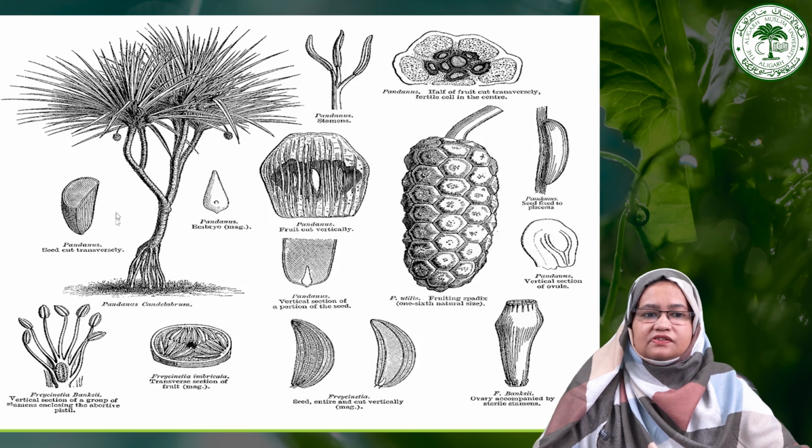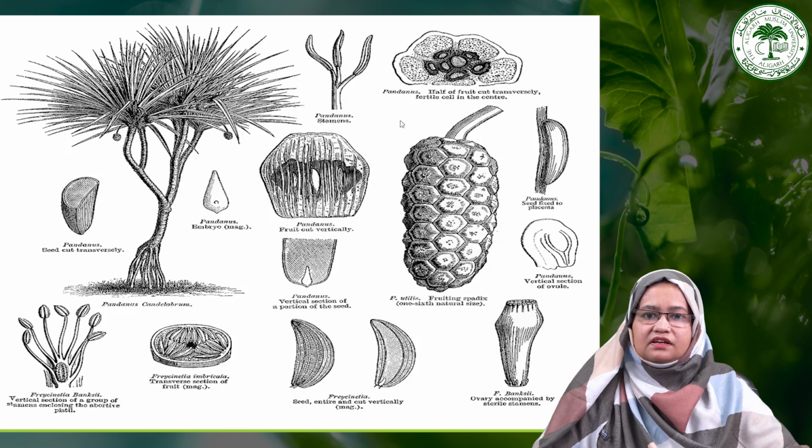And here you can see this is the Pandanus plant. This is the whole plant. You can clearly see the leaves are at the apex. These are the stilt roots supporting the trunk of the stem. Here you can see the Pandanus stamens. Then this is the fruit of the Pandanus.